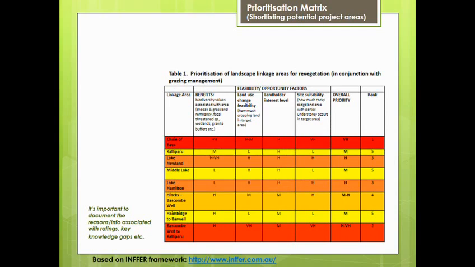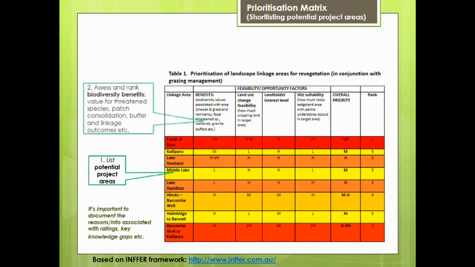But in terms of the participatory prioritisation component, it's really important to bring those two things together: those ecological imperatives, if you like, and those practical feasibility opportunity factors. So we went through this process of listing the potential project areas, which are those boxes you saw before, and ranking the biodiversity benefits according to the remnancy in the area, and whether there are threatened species recorded in that area that we're looking to target.